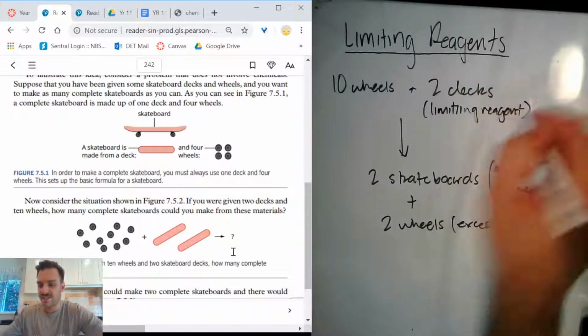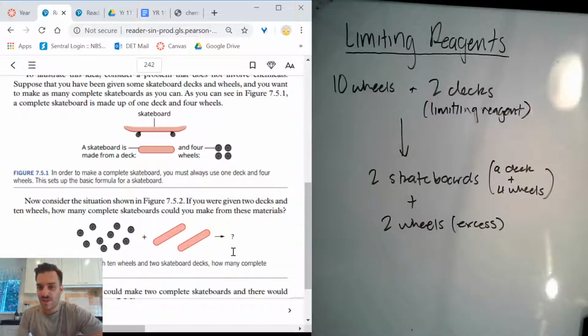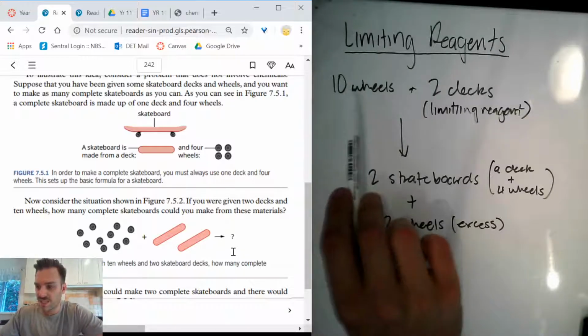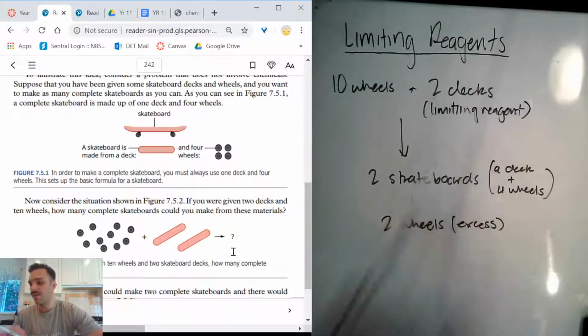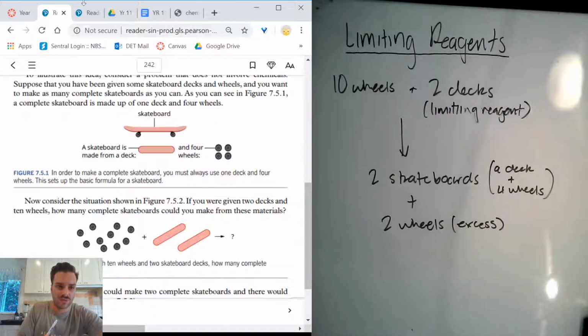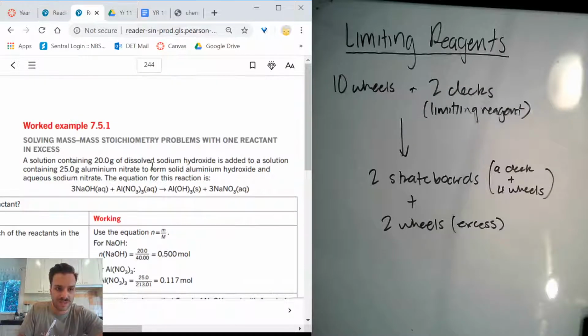Or limiting reactant, same thing. These are our limiting reagents. When we do the stoichiometry for the problem, we know that the amount of skateboards we end up with is now not based on the wheels, but it's based on the amount of decks we had, these being the limiting reagents. So what we're going to do now is we're going to look at a real life problem with this.